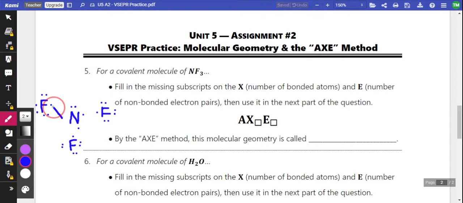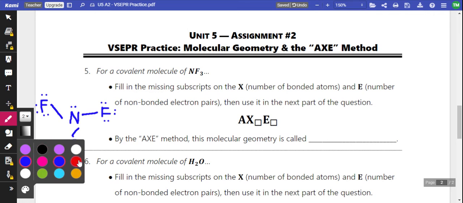This is going to look a little sloppy. That's okay. I'm going to bond each one of these to each one of the fluorines. So if I were to spread these out evenly, your gut instinct might be to say that this is kind of like a triangle shape, what we would call trigonal planar. But let's figure out the AX code and see if it matches.